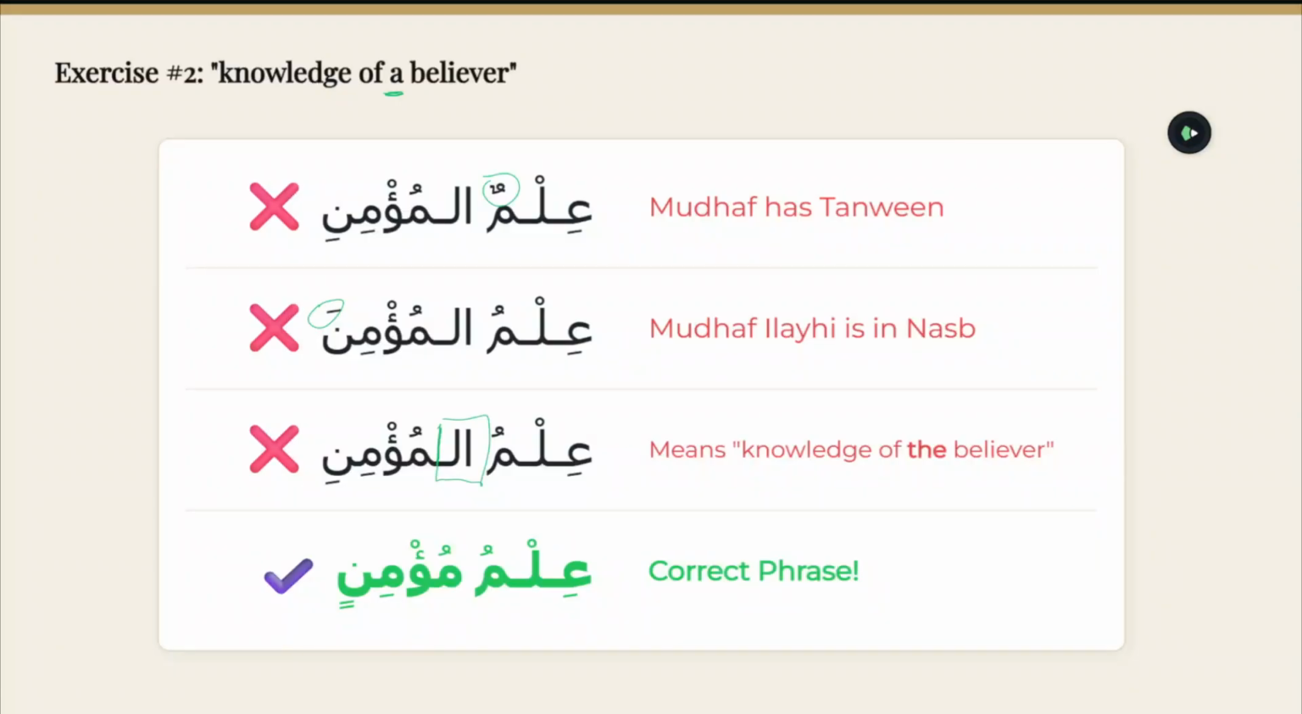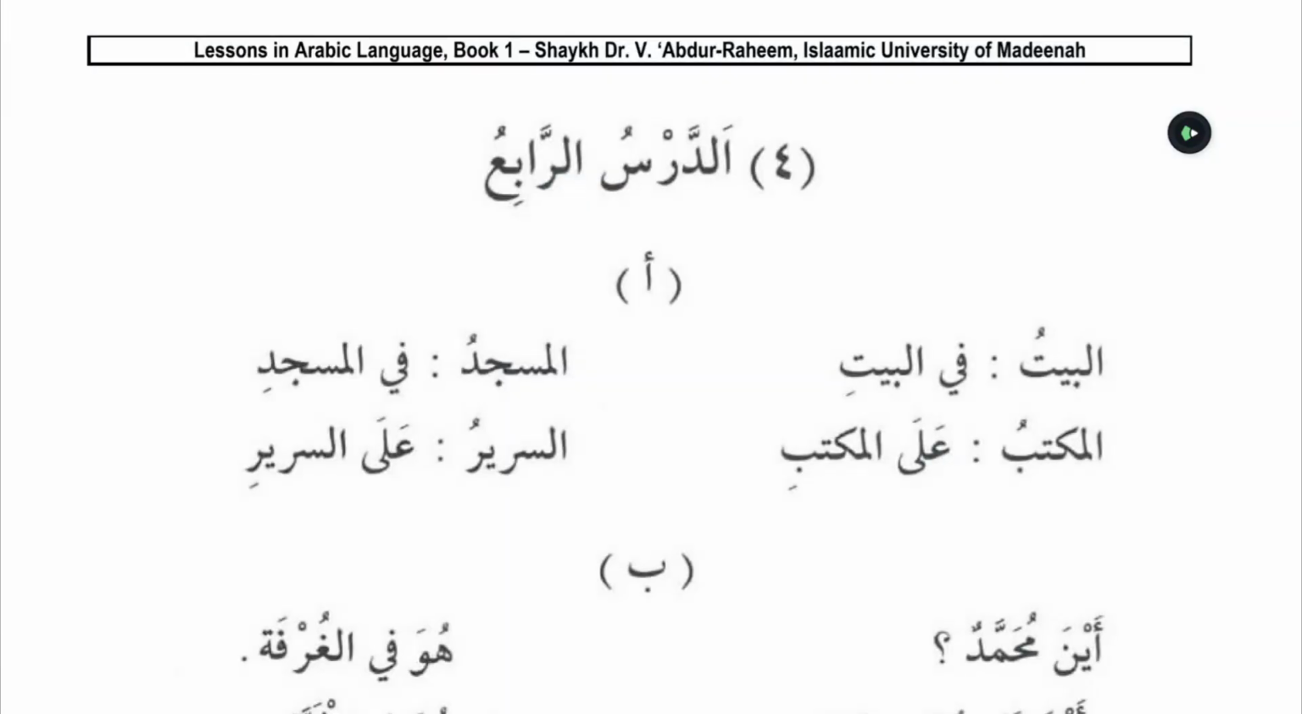Ilmu mu'minin. Rule number one, mudaf comes first, mudaf ilayh comes second. Rule number two, mudaf cannot have alif lam or tanween. And rule number three, mudaf ilayh is a role that falls under the state of jar. Therefore, mu'minin is reflecting its jar with a kasra. Alright, with that, we covered our exercises from yesterday.